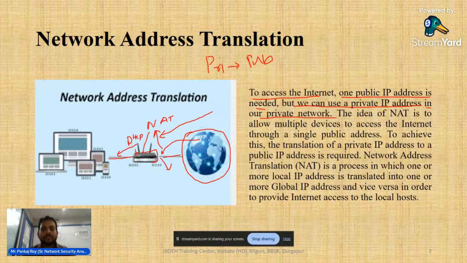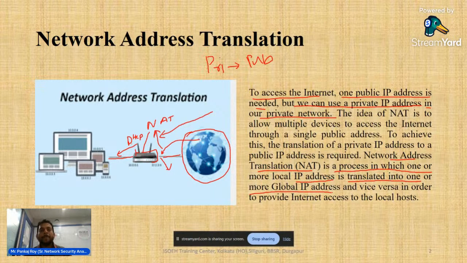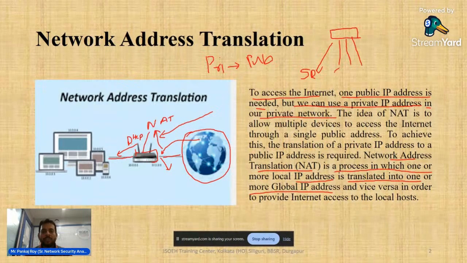Okay, so network address translation. NAT translation is a process in which one or more local IP addresses are translated into one or more global addresses. So just imagine this is my switch, and the switch has multiple machines connected. Maybe server 1, server 2, server 3. All the servers are connected to this switch.